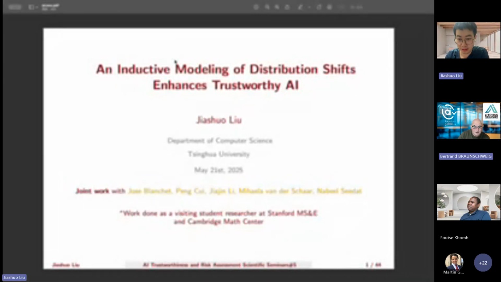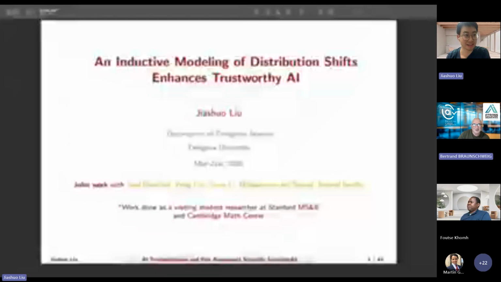Can you stop sharing your slide, because anyway it is blurred, and so that we can see you instead? Okay. So Martin, please.